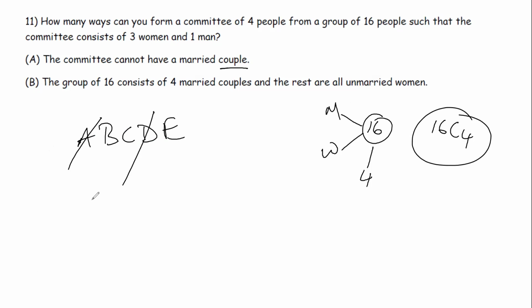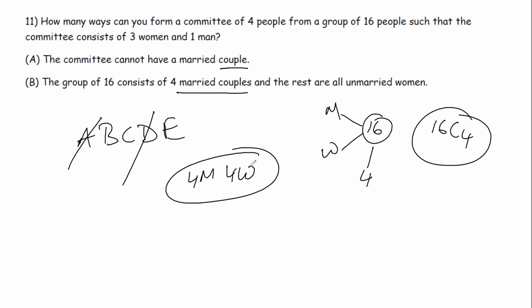Now B option says the group of 16 consists of 4 married couples. So 4 men, 4 women who are married. So 8. And the rest are all unmarried women. So then there are remaining 8 women who are unmarried, right? So these are married men, married women, not married women. Okay. And now we need to select what? 1 man and 3 women, right? 4 people, right? So total number of men we have is 4.